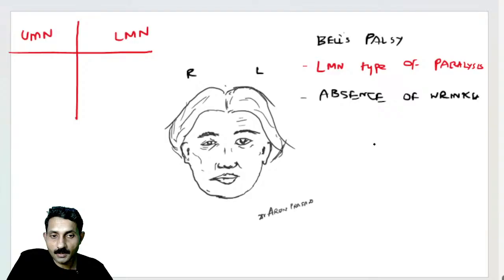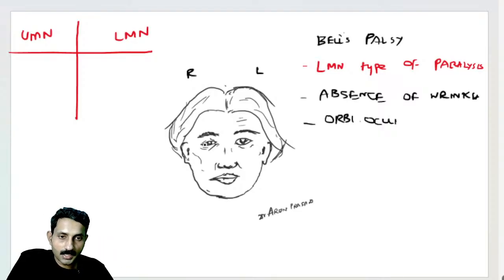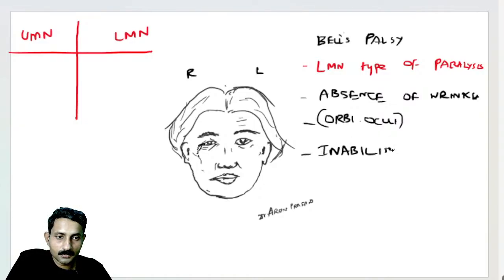Then what happens here? He or she cannot close the eyelids, because the eyelids are supplied by a muscle called orbicularis oculi, which will be paralyzed here. So he cannot close entirely. If he cannot close, what will happen? The tears will come out. It is called epiphora. So absence of wrinkling, then inability to close the eyelids. Then there will be loss of wrinkling here also.